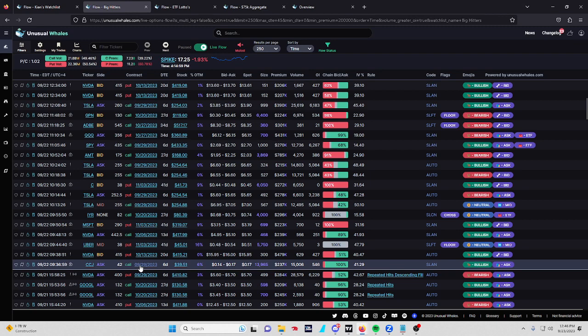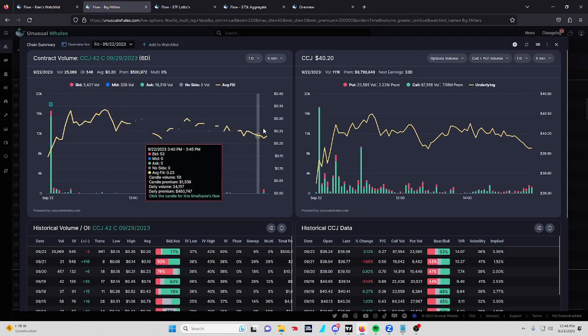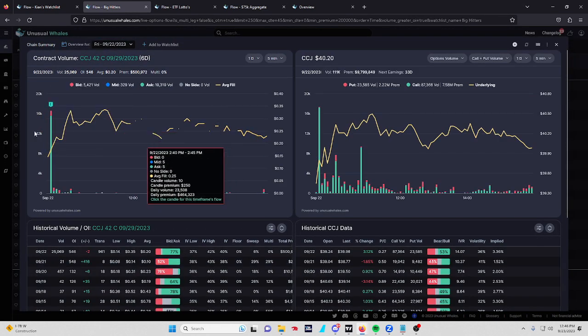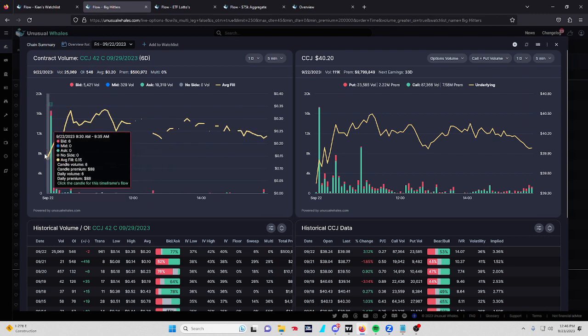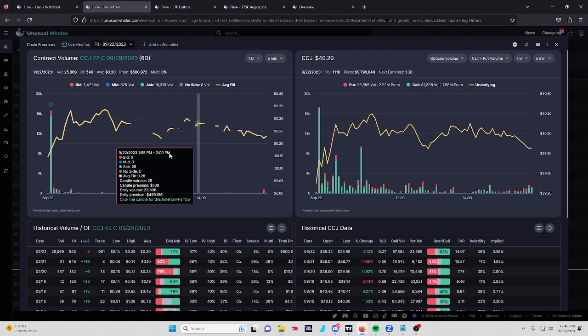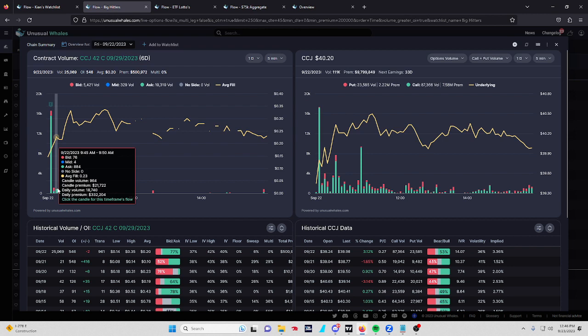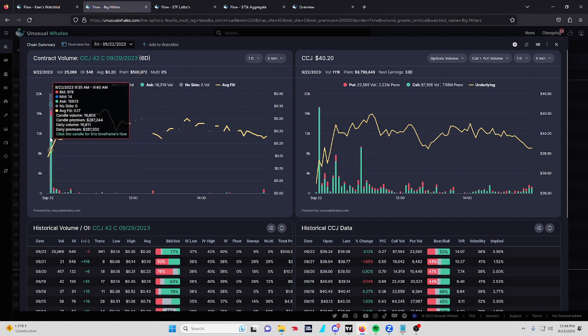So I'm going to look at this. I'm going to click the expiration. You see how clean it is, right? There's not really much going on. It's not a green bar, red bar, green bar, red bar. If this is a full red bar, which I will show you guys in maybe 2 minutes, that's a bid. So this guy, as you can see, bought 15,000 contracts, CCJ 42 calls for 9/29 expiration.